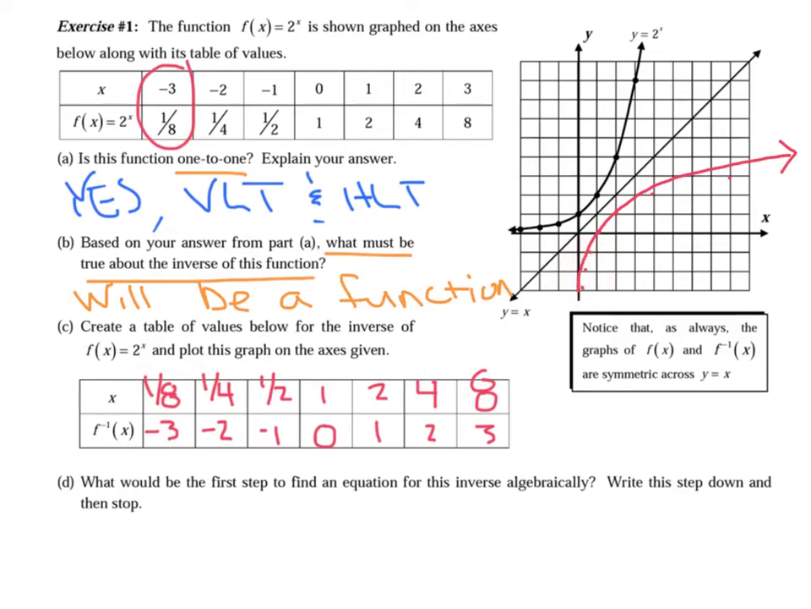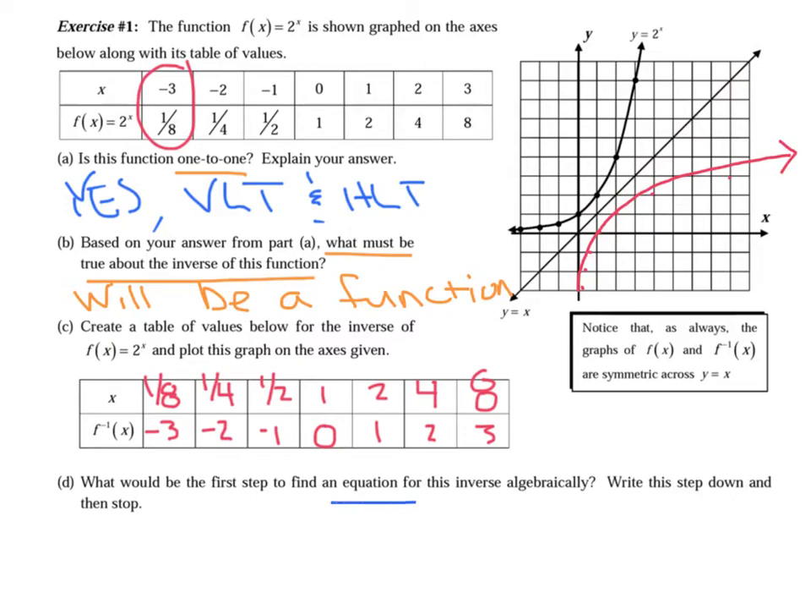The other thing I want to make sure we've got in our notebook is this note right here, and I want you to use the appropriate notation as well. Be very careful that we say the graph of f of x and f inverse of x are symmetric across the line y equals x, the diagonal line we see right in the middle. In other words, if we folded our paper on that line, the two graphs would lay perfectly on top of each other.